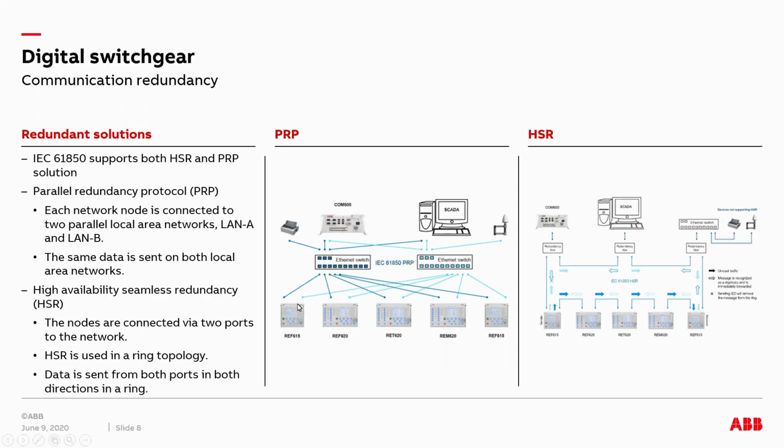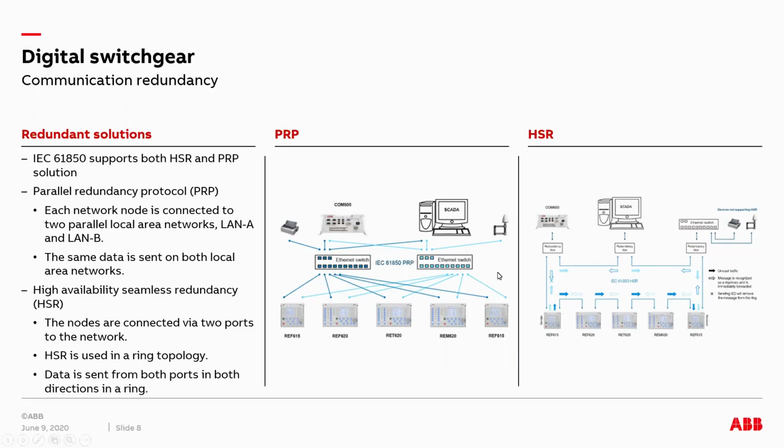And if there is a problem in one of the networks and the relays are not receiving duplicate messages, that means there is a problem in one of the networks. That's how the device identifies a problem in the network, and there is a provision to alarm that.